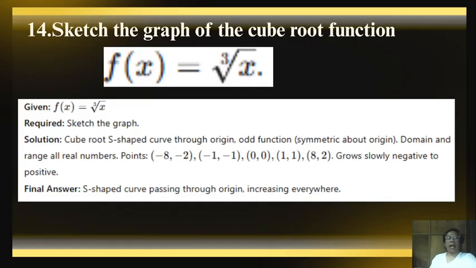So plot all those points: negative 8, 2; negative 1, negative 2; 0, 0; 1, 1; 8, 2. And then, how did we get all those points? For example, how did we get negative 8, negative 2? First, substitute negative 8 in our function, and then you will be getting negative 2. That's why we have negative 8 and then negative 2, our first point, and so on and so forth.